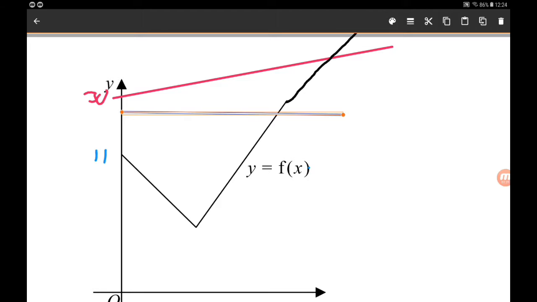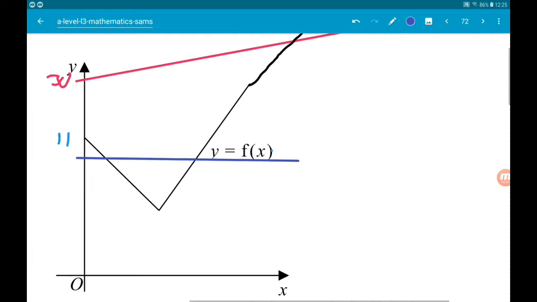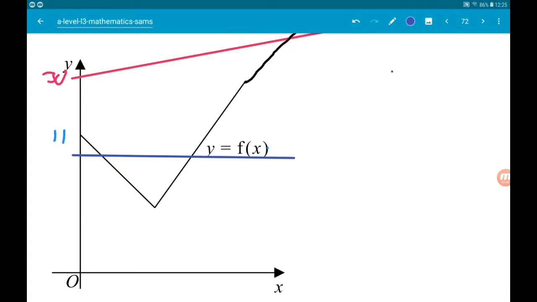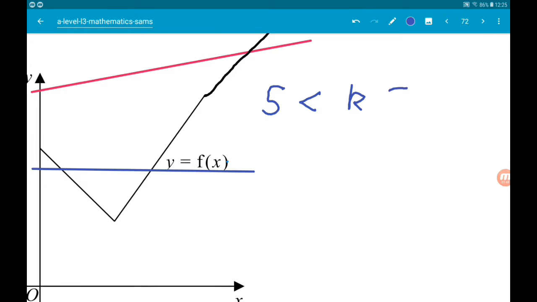So k needs to be somewhere in there. So k needs to be greater than 5. It's allowed to be 11 though, so it has to be less than or equal to 11. And we should probably also say k has to be real.